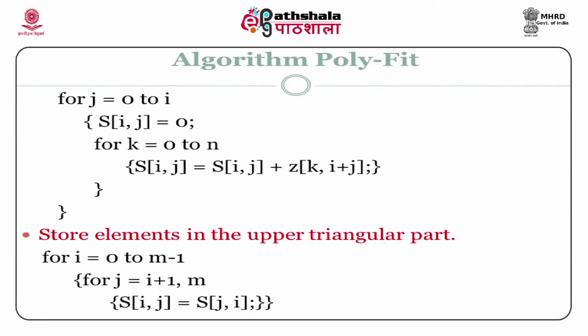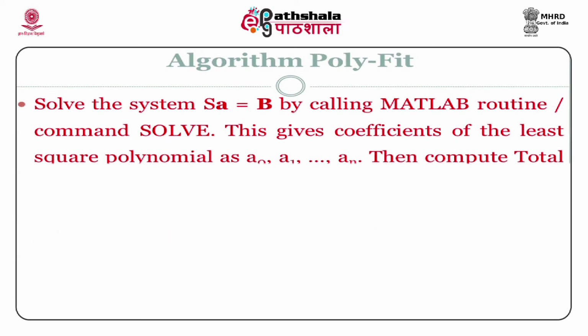Store elements in the upper triangular part. So we are taking Sij as the mirror image of Sji, but we are taking i equal to 0 to m minus 1 and j equal to i plus 1 to m. So we are taking the upper triangular part here. So solve this system Sa equal to b by calling a MATLAB routine or command solve. This gives you the coefficients of the least square polynomial a0, a1, a2, a3, up to am, and then we compute the total square error.